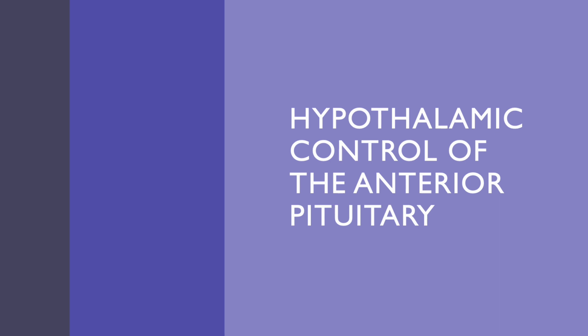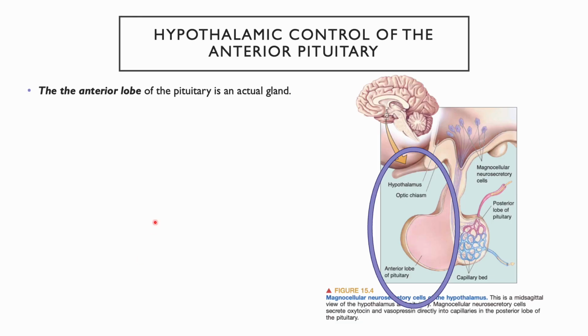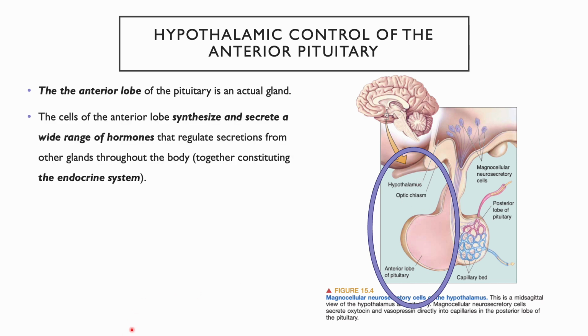Now let's talk about how the hypothalamus can control hormone release from the anterior pituitary. So here's the anterior lobe of the pituitary, which remember is an actual gland outside of the brain itself. And so there are special neurosecretory cells that live in the hypothalamus that again can travel down and have axons that synapse into the anterior lobe of the pituitary. The cells in this lobe can synthesize and secrete a wide range of hormones, and they can also regulate the secretion of hormones from other glands in the body, such as the gonads.